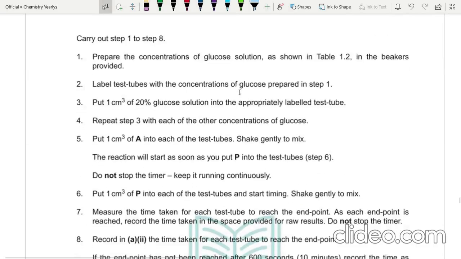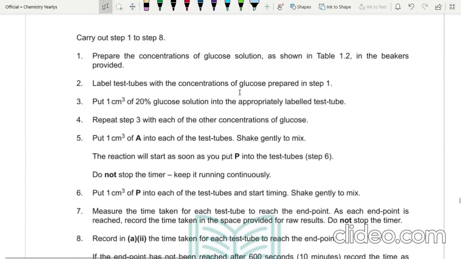Let's move on. Carry out step 1 to step 8. Prepare concentrations of the glucose solution as shown in table 1.2 in the beakers provided. Label the test tube with the concentration of glucose prepared and put 1 cm cube of 20% glucose solution in the appropriately labeled test tube. Repeat step 3 with each of the other concentrations of the glucose and put 1 cm cube of sulfuric acid, which is the A, to the test tube. Let me write down the sulfuric acid here. Shake gently to mix.